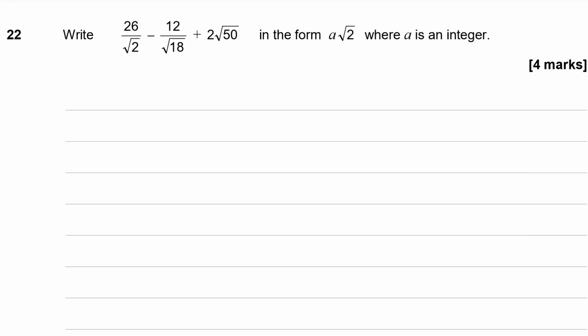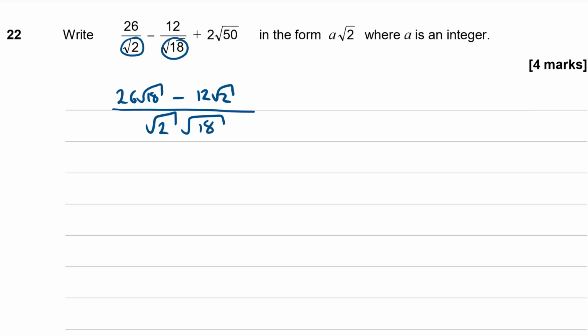So let's try that. I've got root 2 on the bottom of that one and root 18. So I'm going to put my common denominator as root 2 root 18. You can see that root 2 goes into root 2 root 18 root 18 times. So if I multiply 26 by root 18, that works. I've got a minus sign there. And the same, I've got 12 over root 18. So root 18 goes into root 2 root 18 root 2 times. So that's going to be 12 root 2 on the top. I've still got that 2 root 50 I haven't done anything with yet, so I'm just going to leave it there.